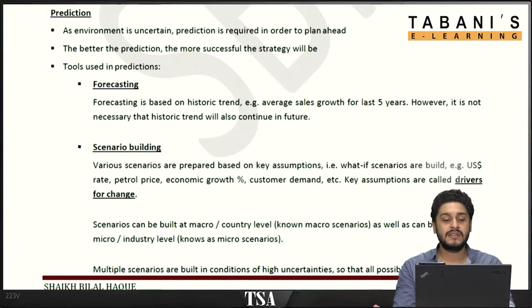However, it is not necessary that the historic trend holds. In the recent pandemic, the COVID situation, the sales trend was not as good as it used to be in the last 5 years. So yes, prediction can fail as well.